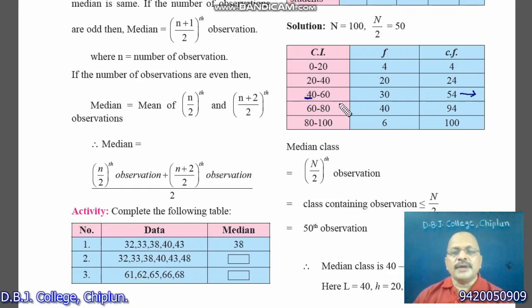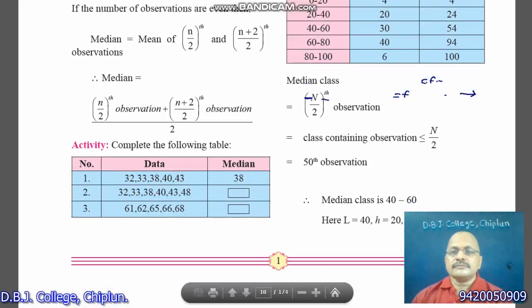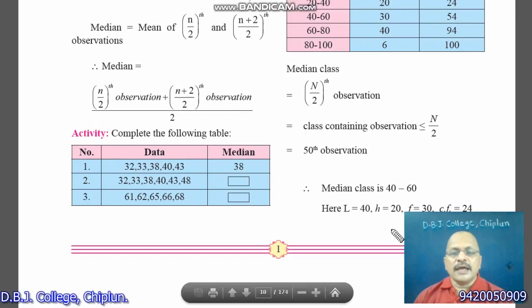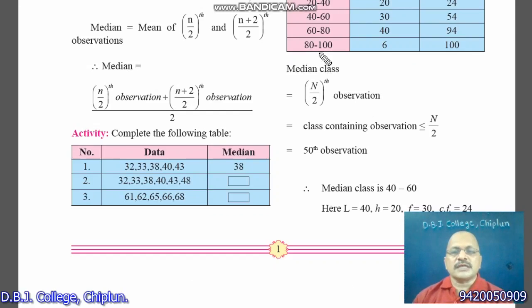40 is the lower limit, 60 is the upper limit. This is F, the frequency of the median class, and this is the CF of the previous class. We want this CF. Median class is taken, L is taken 40, H is the class width, it is 20, and CF is 24.